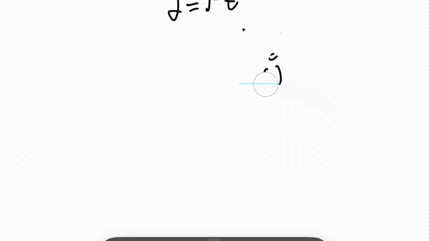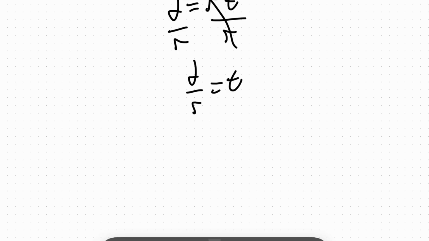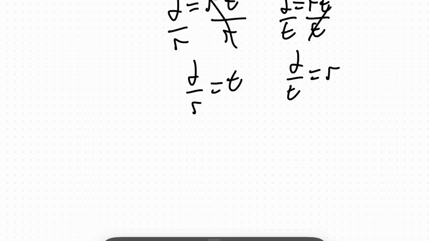Okay, so now we have D, but what if we want to solve for time? What do we need to do? We need to isolate T. So we're going to divide by R on both sides. It'll cancel out here, and we are left with D over R equals T. What if we want to solve for R, rate? We're going to go back to our original equation, D equals R times time, and we're going to divide by T instead to isolate R. So those will cancel out, and we're left with D over T equals R. This is a really common equation you'll see where it's 3 variables and you need to rearrange them to find each one.